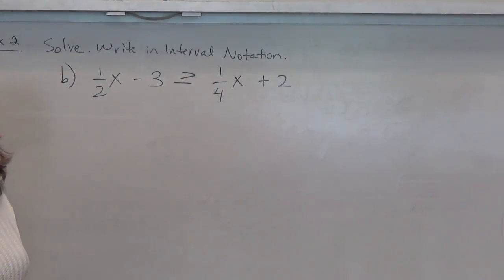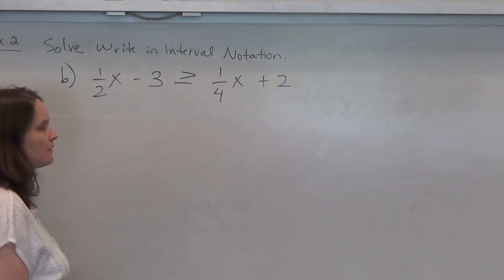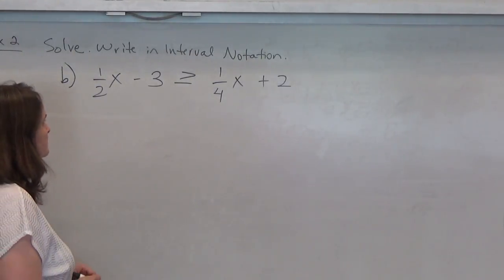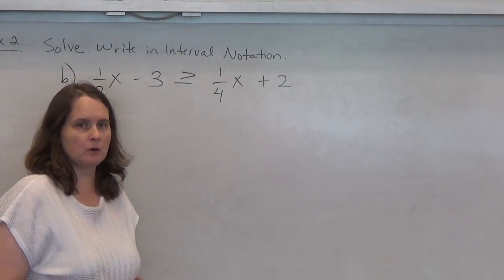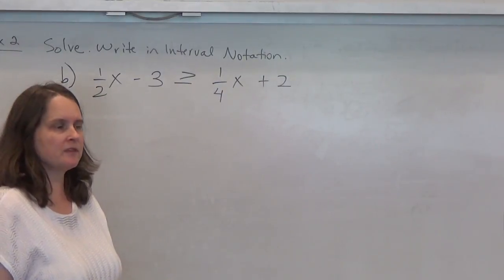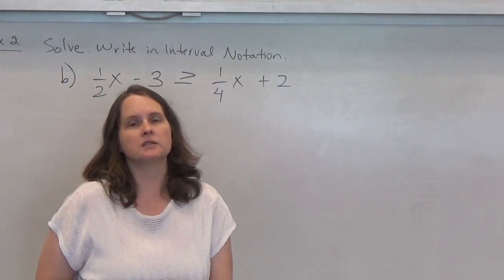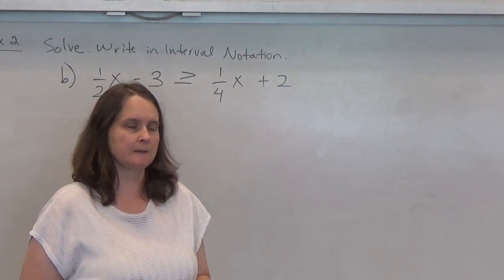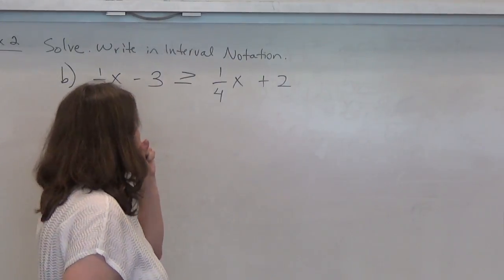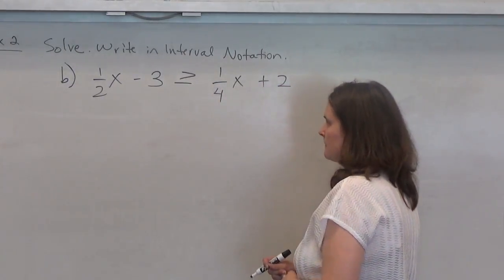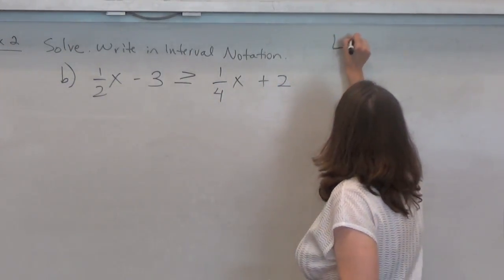Example 2, part B, we have the same directions. We have to solve and write in interval notation. You're probably noticing that you've got fractions this time, and most people don't like having to deal with fractions, and that's okay. Just like you could do when you were working with equations that involve fractions, you have the privilege of eliminating those fractions if you just multiply both sides by the LCD. You can do the same thing here as well. What is your LCD? Take a moment, think about that. Pause if you need to.